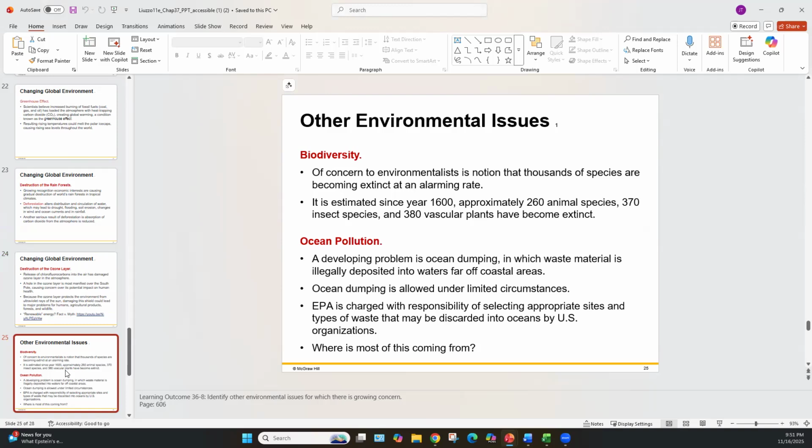Ocean dumping is allowed under limited circumstances. The EPA is charged with the responsibility of selecting appropriate sites and types of waste that may be discarded into oceans by U.S. organizations. Where is the most coming from? I think he's going to answer that on the next slide, but I gave you an example there.